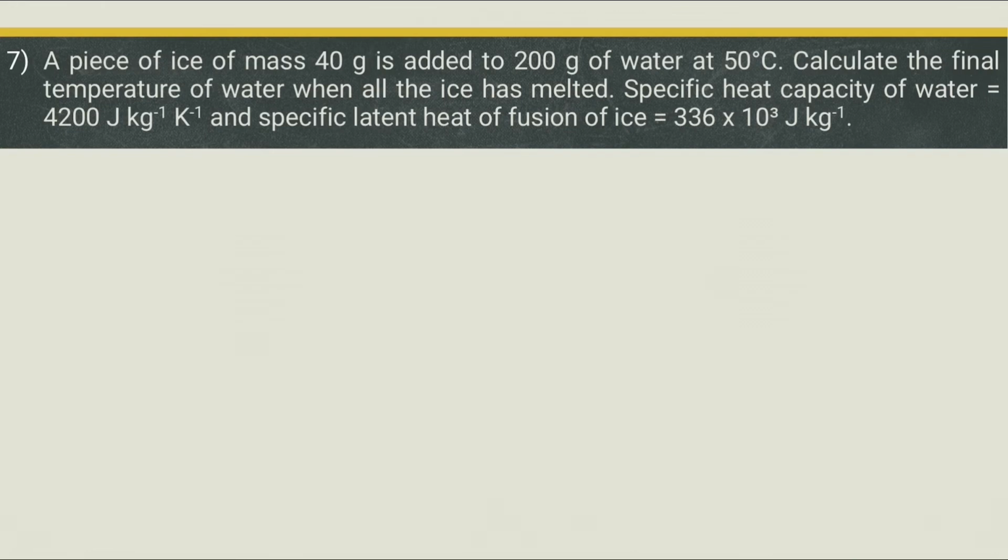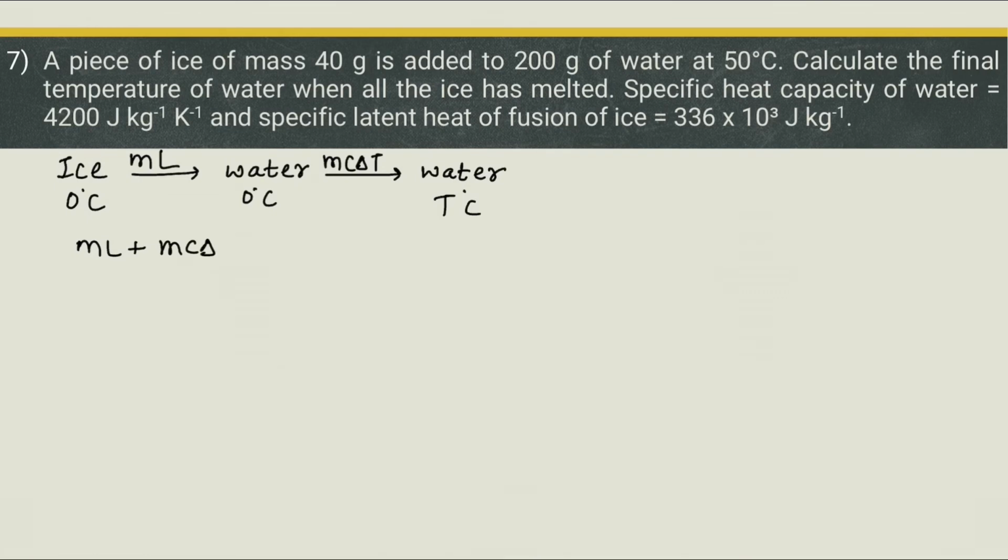So here we have ice, and the initial temperature of ice is not given. So we must take its initial temperature as 0. Ice first melts, and the heat energy absorbed is ml, and the temperature of this water increases up to some final temperature T degree Celsius. So heat energy absorbed is mc delta T. So ml plus mc delta T is the heat absorbed.